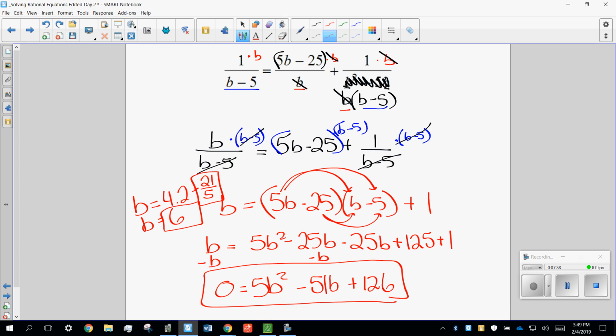And then it's not the case on this one, but sometimes if you plugged one of those answers back into your original problem, you would see that the denominator became 0 at some point, but it doesn't on this one. So 6 minus 5, that's fine. 6, that's fine. And then that would be 36 minus 30. So that's okay. So both of our solutions work. They're not extraneous or anything.